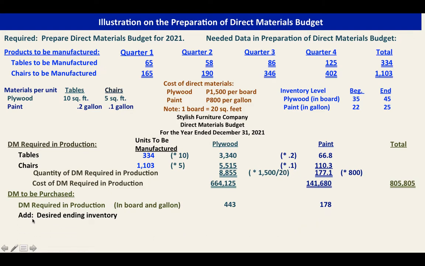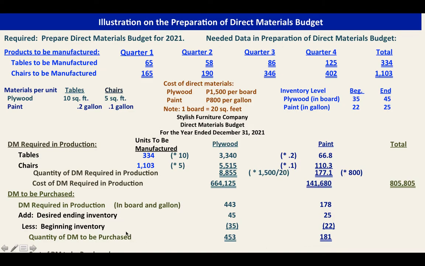And we have to add the desired ending inventory. The desired ending inventory is 45 for plywood and then 25 for paint. And then we have to deduct the beginning inventory. The beginning inventory for plywood is 35 and for paint is 22. And then do the mathematical calculation. We have the quantity of direct materials to be purchased. For plywood, we have 453, and for paint, we have 181.